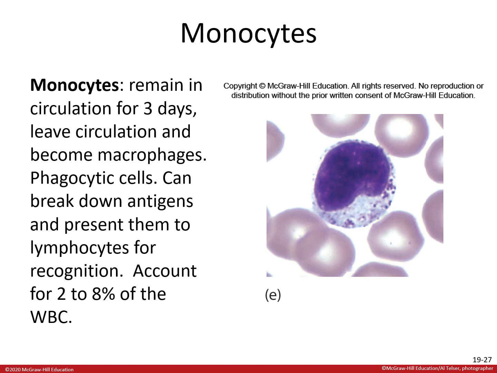So they are phagocytic, so that means again that they're going to engulf whatever it is that they are engulfing, such as some type of invading microorganism, and they can break down antigens and present them to lymphocytes for recognition. Now, lock that away for later. We are going to talk about that more extensively when we talk about the immune system, but that is a very important thing that our monocytes, specifically our macrophages, are going to be able to do. And then again, monocytes are going to account for about 2 to 8% of all white blood cells.